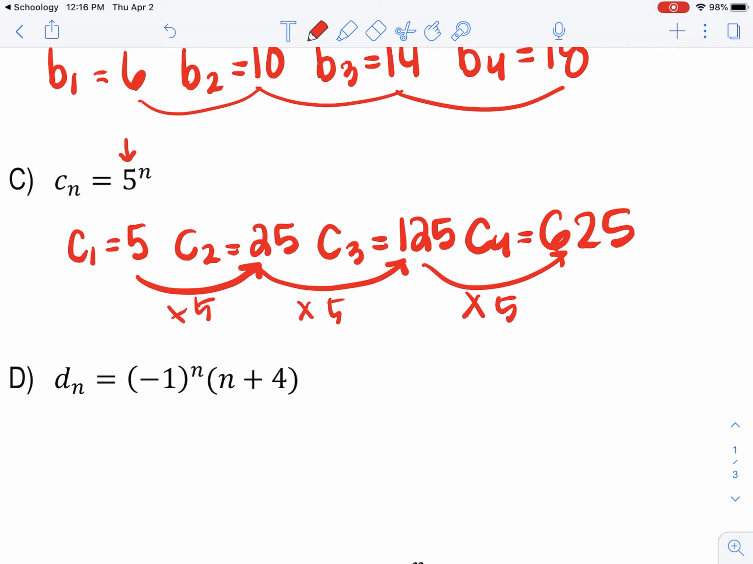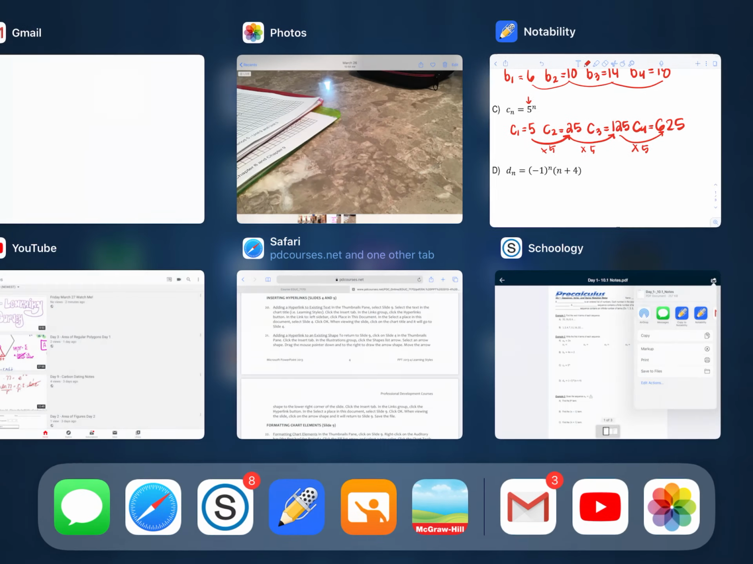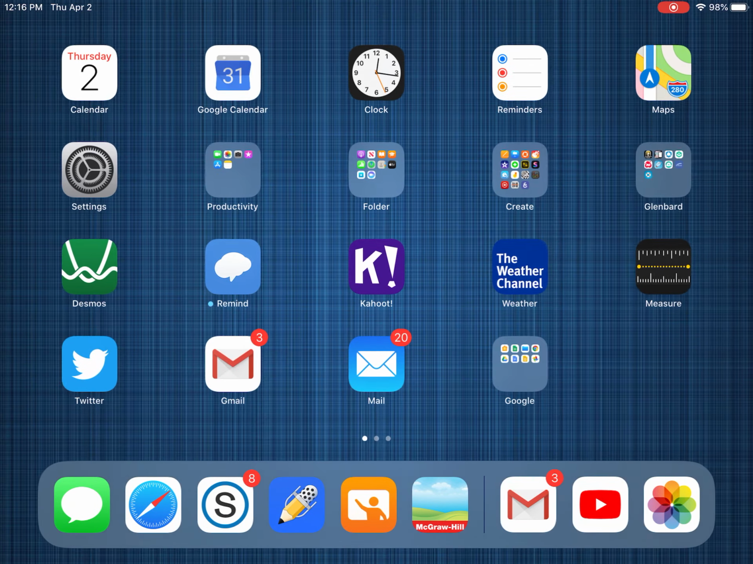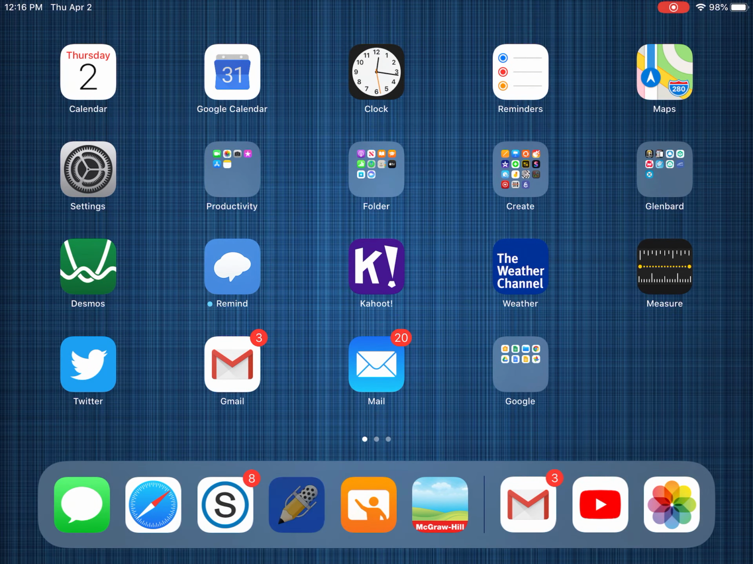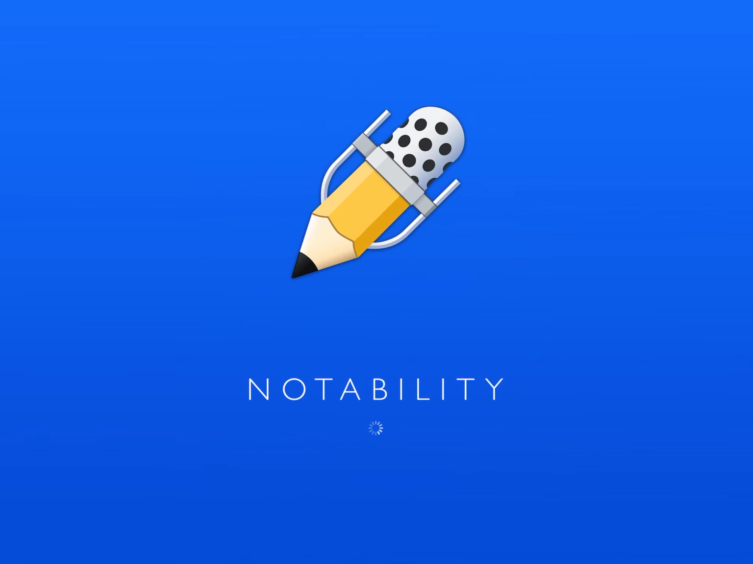If you look back at our first example, my computer just froze, sorry. Let me get my Notability back up here. I'm not going to start over, I refuse to.